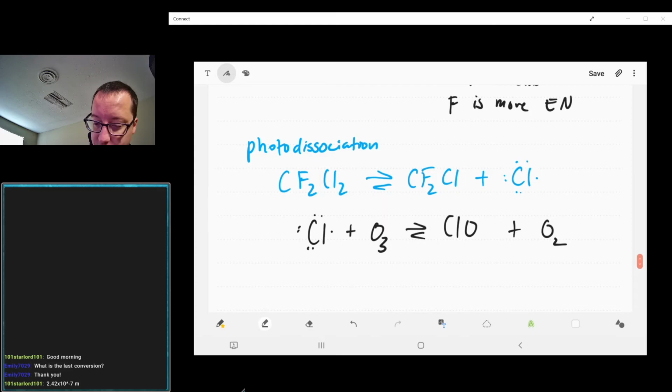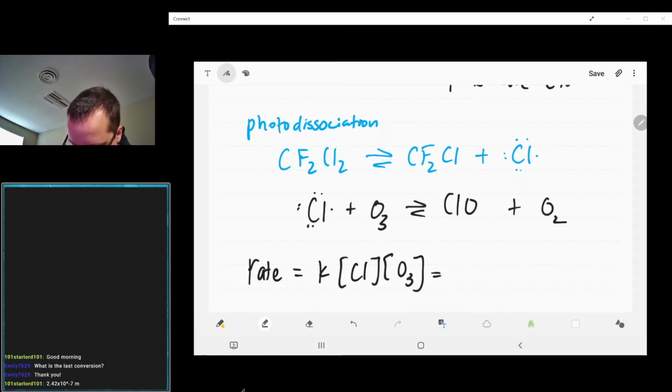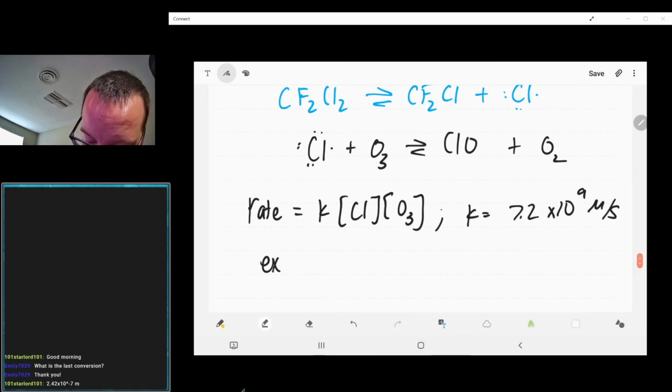If we want to look at the rate for this reaction, and this is directly out of your book, we're going to see that this would be a second order reaction, as determined experimentally. And we're going to see that k, not the rate, is 10 to the 9 molar per second. This is an extremely high rate, right? You're reacting a billion moles per liter per second at the initial outset of this reaction. So this is an extremely fast reaction.